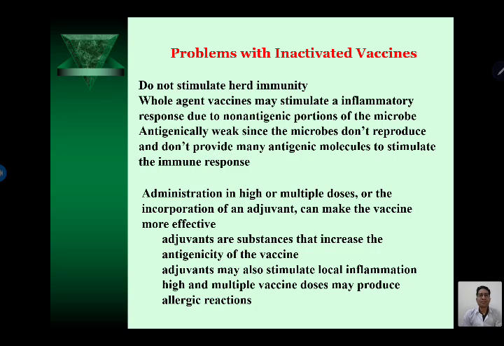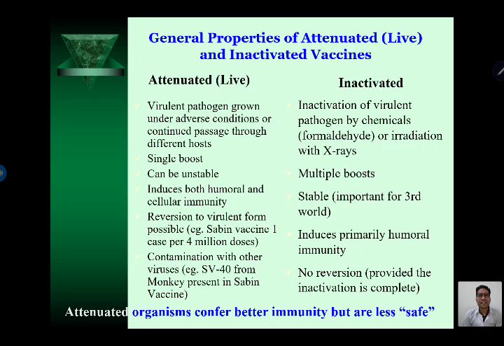So in that picture, the problem will describe the inactivated vaccines. What is the administration of the high and multiple dose? If we give the adjuvant substance to increase the antigenicity of the vaccines, local inflammation may be produced. The local inflammation will happen, and then to cover the local inflammation we will give anti-inflammatory drugs to the patient. The next one is the general properties of the attenuated live and inactivated vaccines.